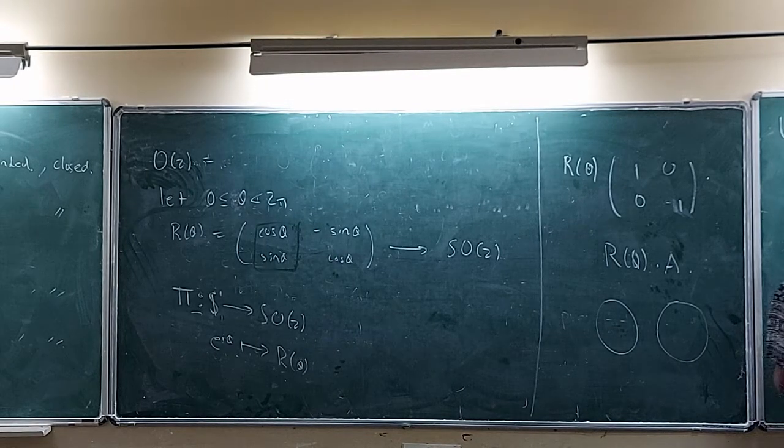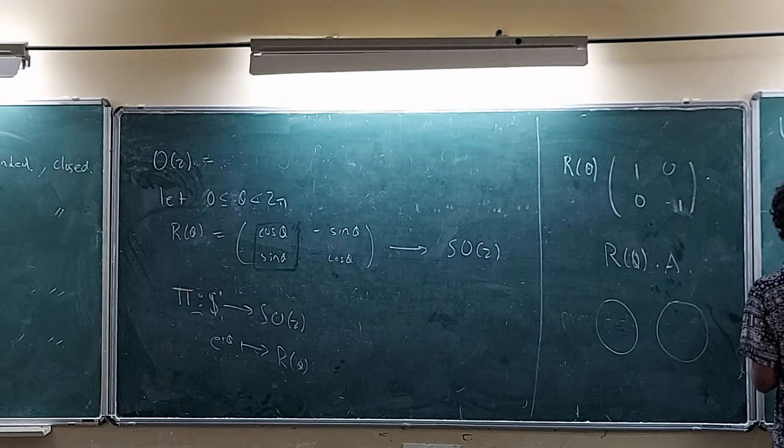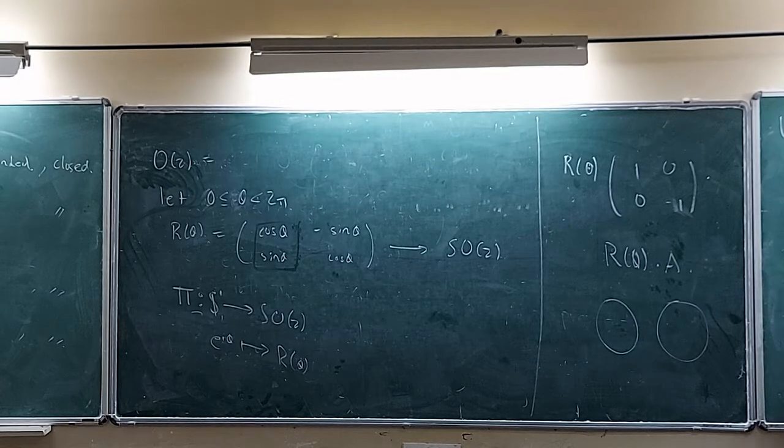Then we have these kind of matrices R(a, b) given by (a, b; -b conjugate, a conjugate). So these are in fact elements of U2, and by taking the determinant, |a|² + |b|² gives 1. So these are in fact elements of SU2, right?